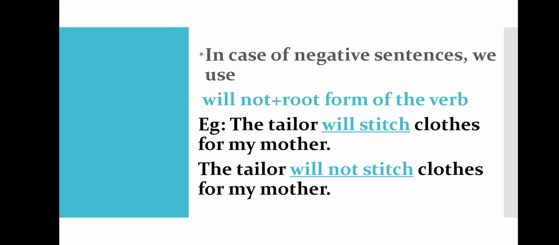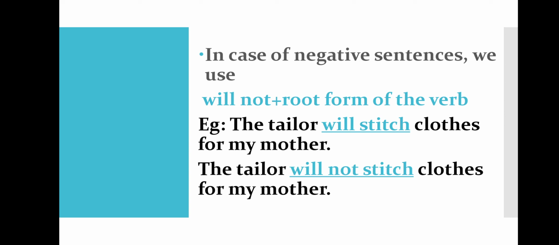The tailor will stitch clothes for my mother. This is a sentence. It's a positive sentence, and it is in future tense. Now we are going to make the sentence into a negative sentence. Look at the sentence given here. The tailor will not stitch clothes for my mother. So look at the difference. The first sentence we have will stitch and in the next sentence we have will not stitch.